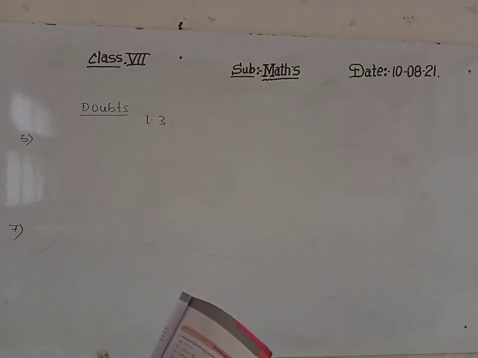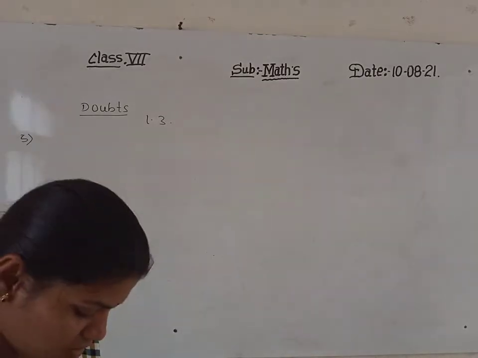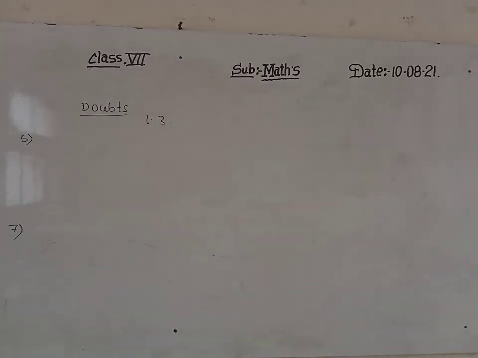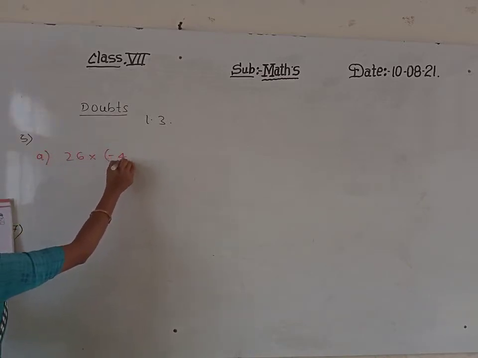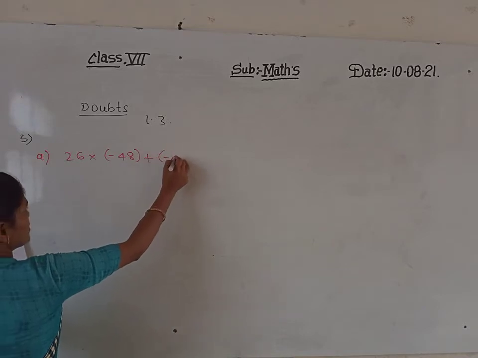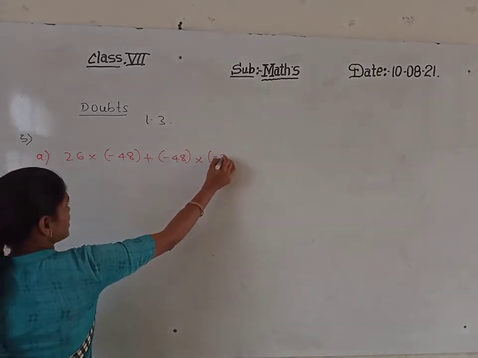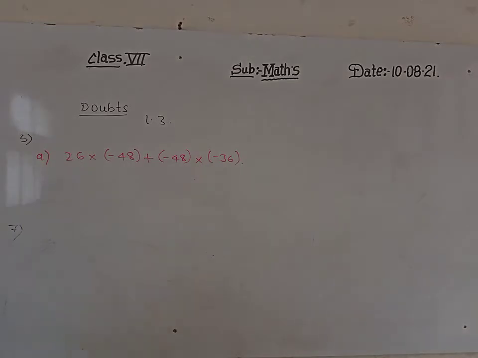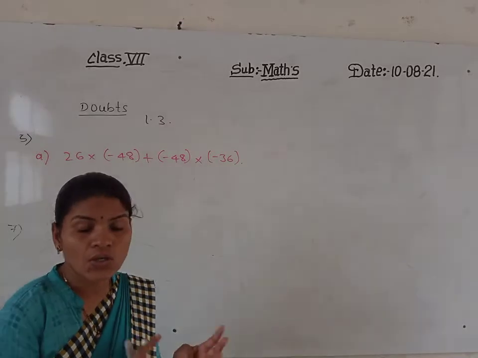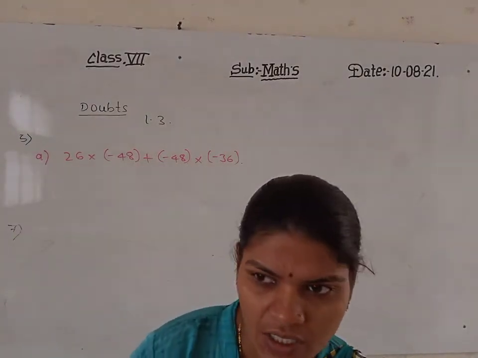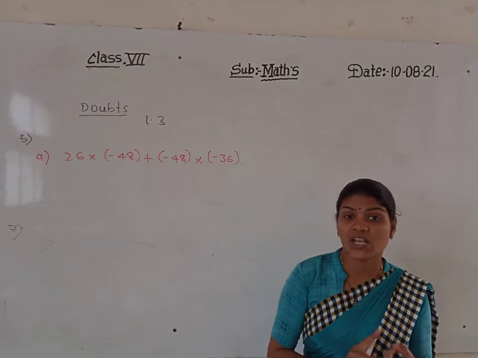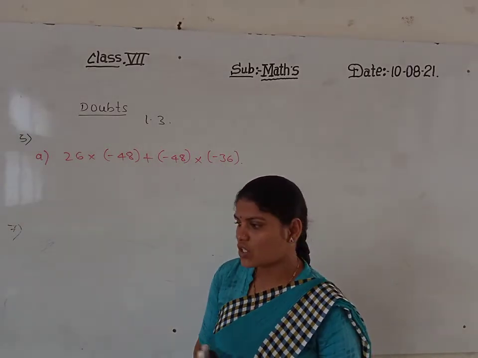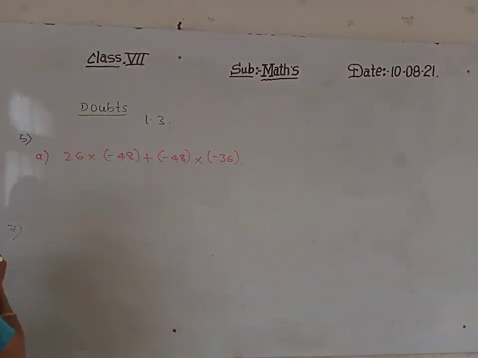See here, what is the 5th question? Find the product using suitable properties. The question is 26 into minus 48 plus minus 48 into minus 36. What are the properties you have studied in the chapter integers? Closure property, commutative property, associative property as well as distributive property. So, which property are you applying here?